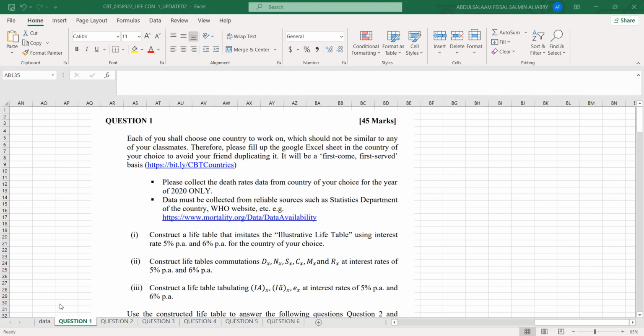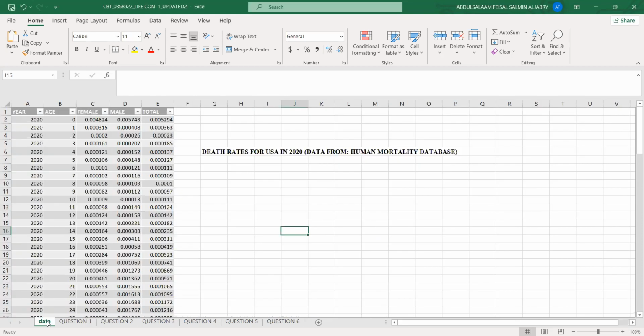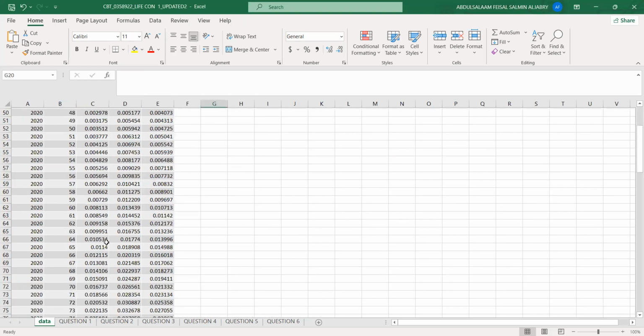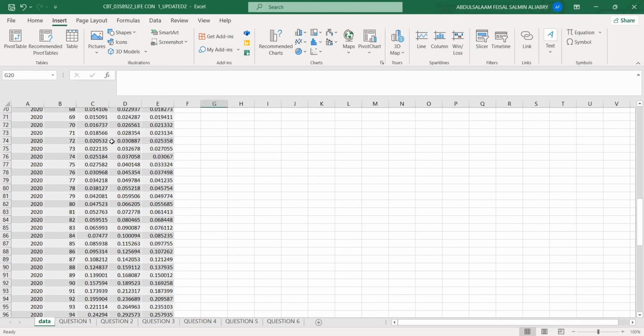Okay, from this question, I collected my data from the Human Mortality Database, the death rates for USA. The country which I chose is USA, the death rates from 2020. As you can see, these are the data, the death rates from 0 up to 110.